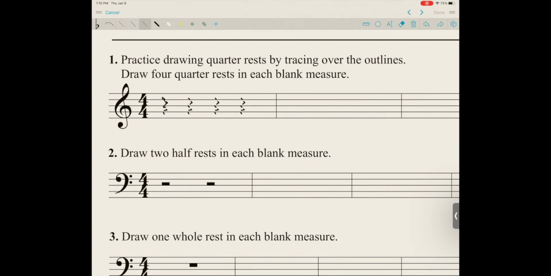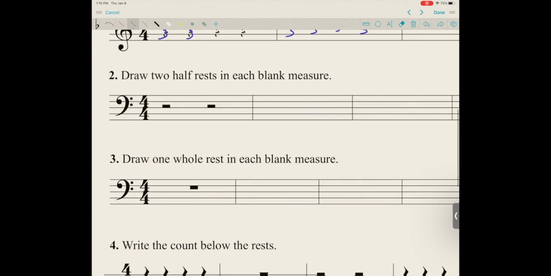So the first thing you're going to do is practice drawing quarter rests by tracing over the outline. And so you can do that. I actually have a different way to do this, and that's how I do it. So I do it a little differently. You can trace what's in the book, or you can use my way. And then we're going to draw some half rests in the next measure. Now remember, the half rest is worth 2 counts, so we can have 2 per measure. And when you make these, you just want to make sure that they're sitting on top of that 3rd line, but not touching the 4th line, because otherwise you won't know what they were.